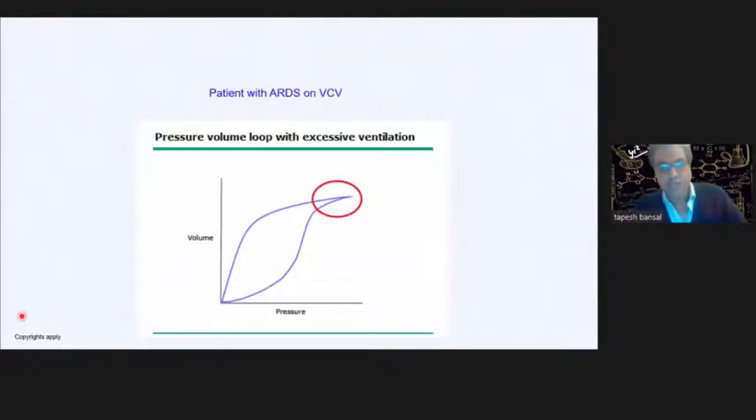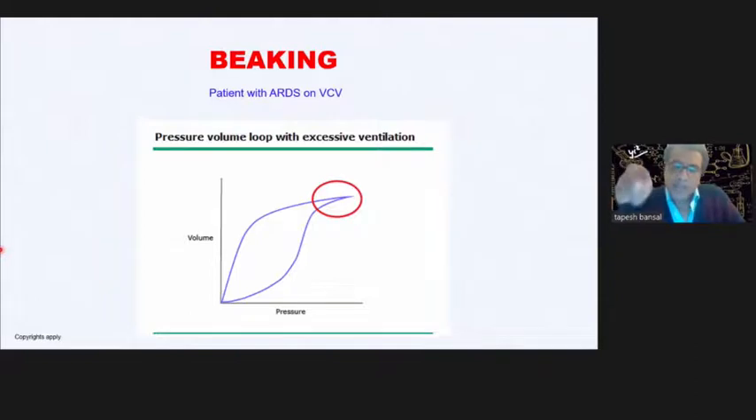Now this is a patient of ARDS. So can you tell me what this phenomenon is called, which is circled? So this is called beaking. This is known as beaking.